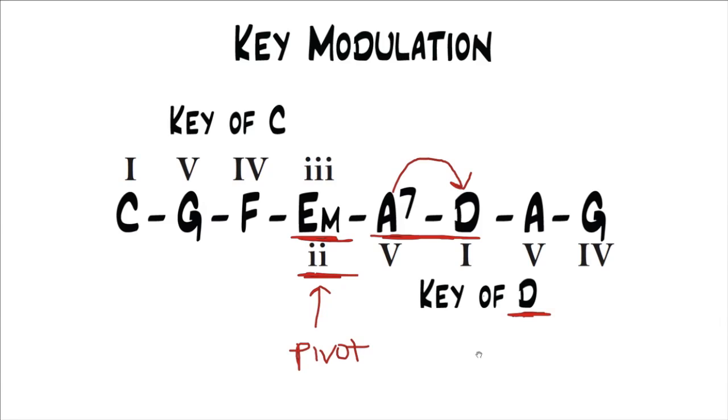Or we could go to the key of G from the key of C. Those have chords that are common to each key, so they're closely related keys, and it'd be easy to pivot to the key of G.